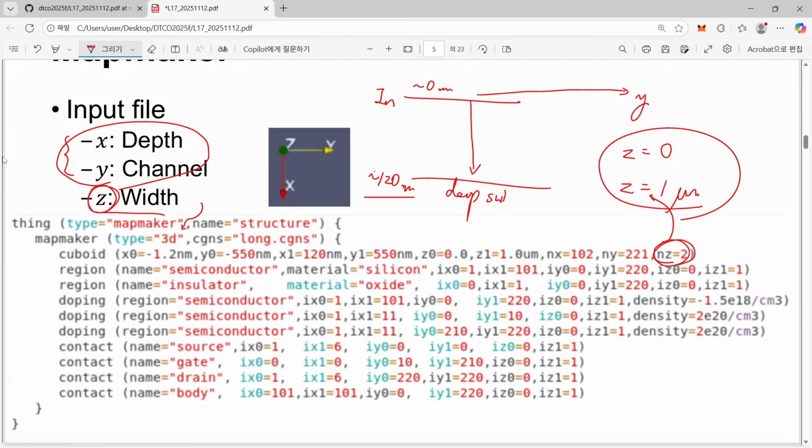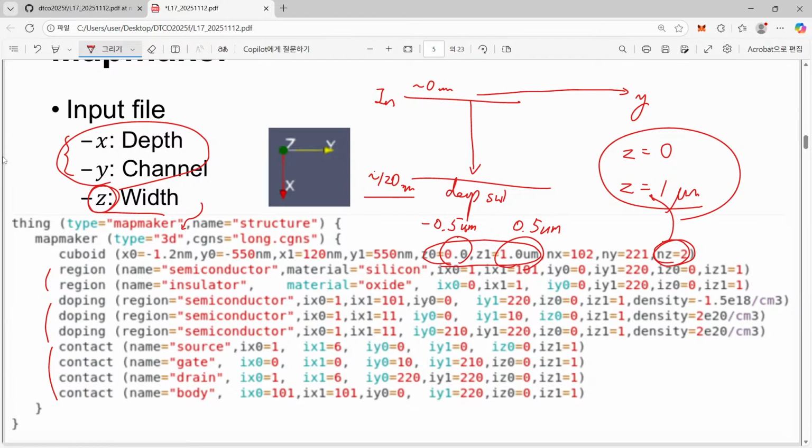For example, in this case, I just made this kind of thing. So Z starts from 0 to 1 micrometer, but you are just free to set it as like minus 0.5 micrometer, and it ends at 0.5 micrometer. Then what happens? No change at all in your simulation result, and you just shift it in this direction, Z direction. And now here you have a certain specification, so I hope that you can easily understand what is going on.